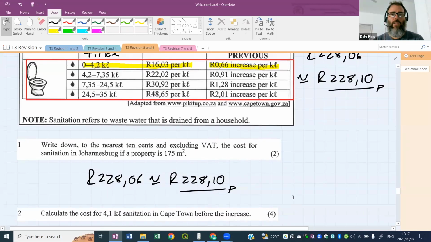So how are we going to find what the previous tariff was? Don't you need to multiply it by 16.03? We do need to multiply the kiloliters by the tariff eventually. But this tariff here, the 16.03, is the current tariff. It increased by 66 cents to this one here, 16 rand and 3 cents. They're saying we mustn't use this current one. We've got to use what it was before the increase. So if something increased by 66 cents to 16 rand and 3, what was it before? How are we going to find that?